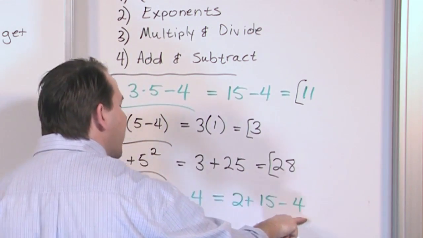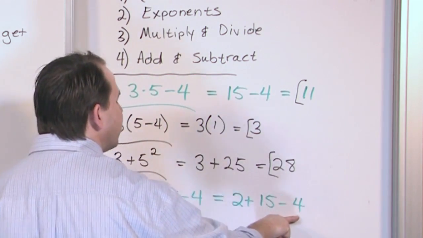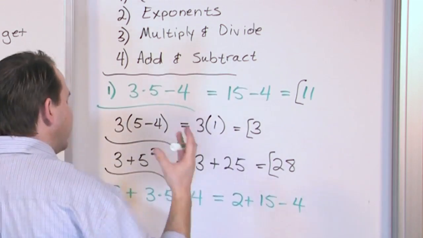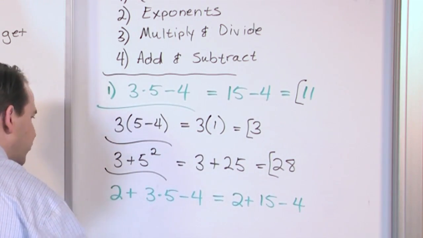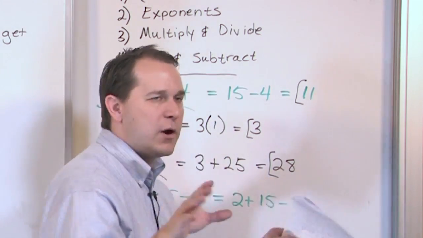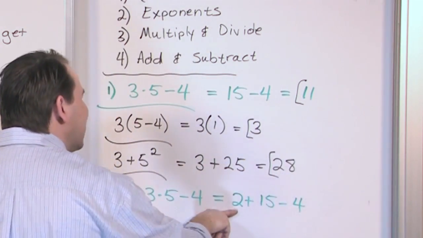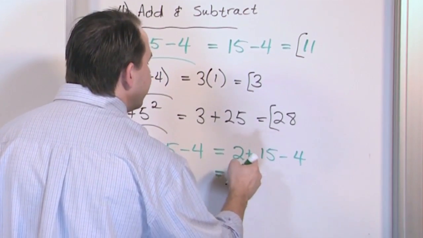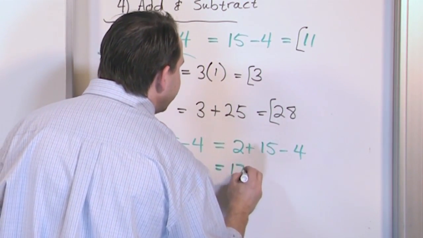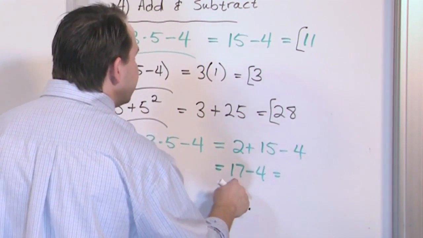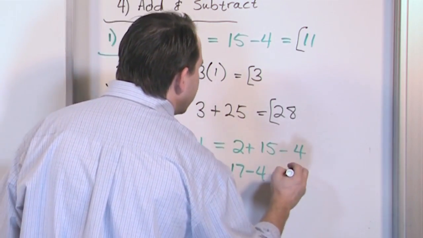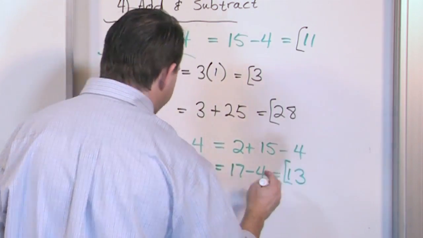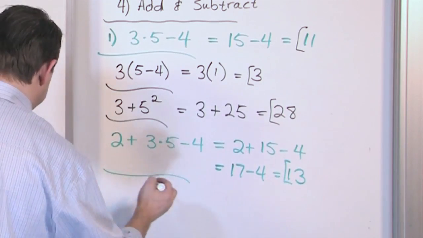Now the only thing you have left is addition and subtraction, which is dead last. That's okay now. When you have addition and subtraction on the same level with no other parentheses or anything, you just do them left to right, like reading a book. All right? So 2 plus 15 is 17. You still have to subtract your 4. 17 minus 4 is going to give you 13. And 13 is the final answer.